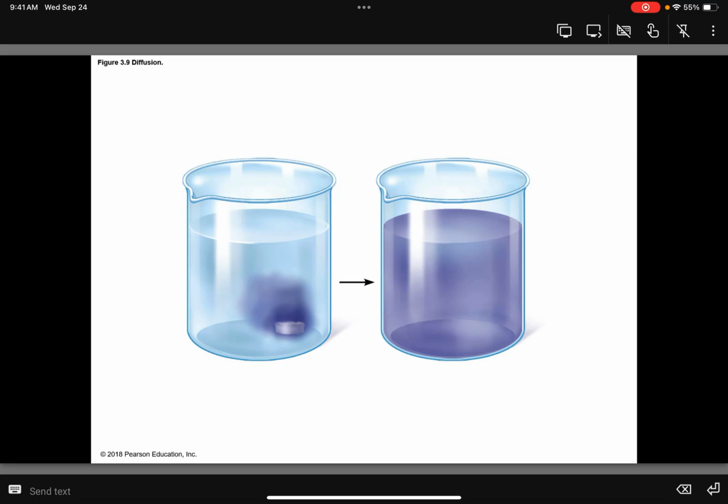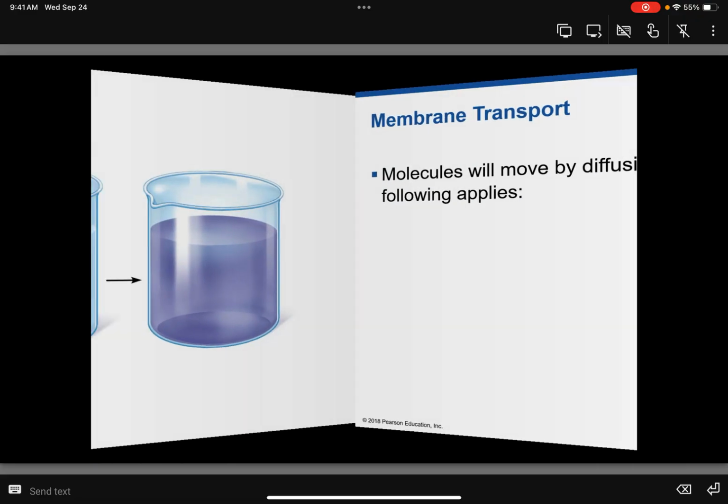I was supposed to show that, but page 77 has this figure on it, just showing how diffusion works. Drop a little tablet in there, like when you dye Easter eggs, put the colored tablet in there. And over time, it will eventually dissolve and disperse itself evenly. That is a process of diffusion.